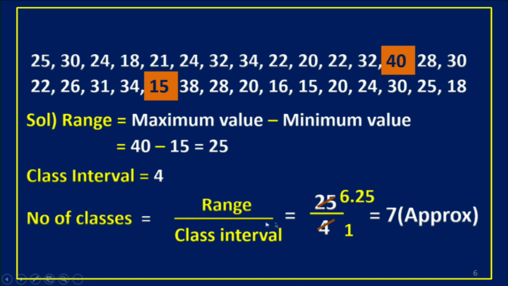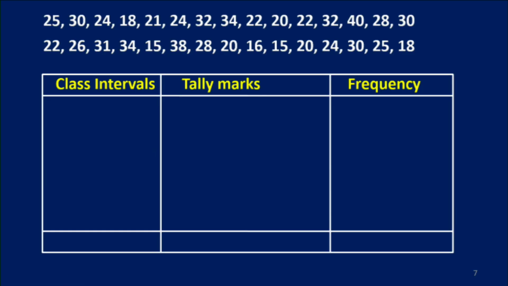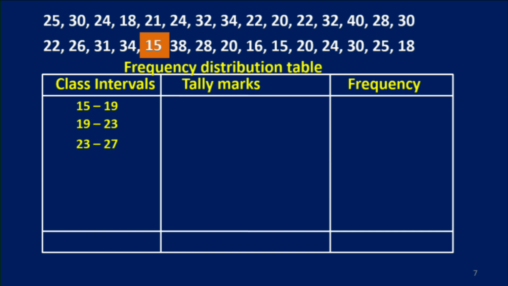Now, tell me how many classes we will get here? Yes, we will get 7 classes. Now, in this data, which is the least value? Yes, it is 15. So, we have to start from 15. And what is the size of the class or class interval? Yes, it is 4. So, what you have to do? You have to add 15 with 4. So, what will we get? 19. So, the first class is 15 to 19. Again add 4 to 19, you will get 19 to 23. Next 23 to 27, 27 to 31, 31 to 35, 35 to 39, 39 to 43.